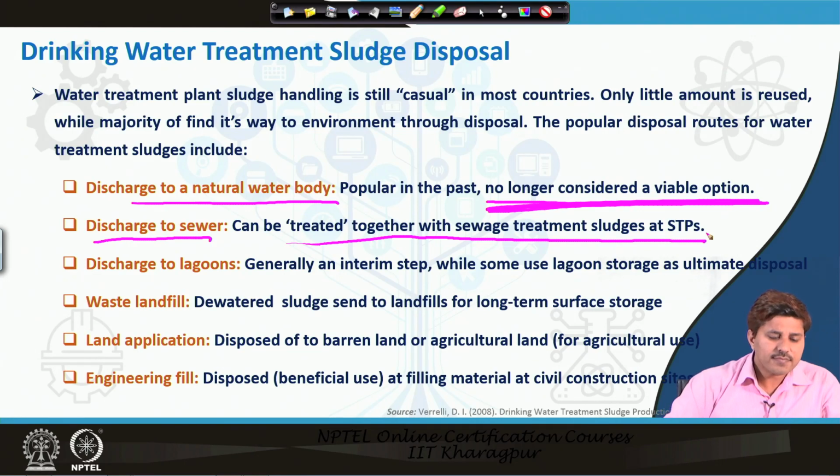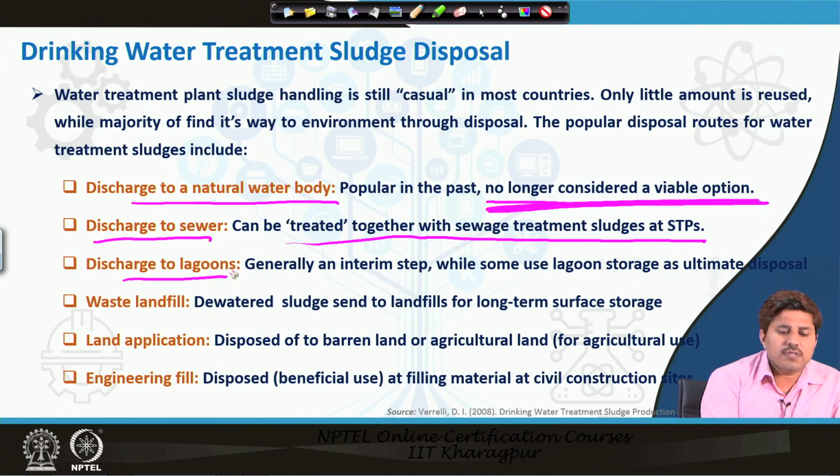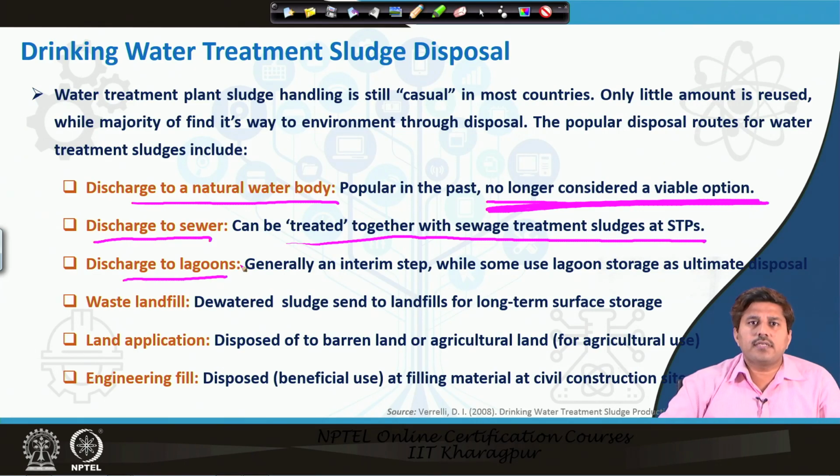sludge. It can be discharged to simple lagoons or ponds, but that is generally considered an interim step. People put it in the lagoons and then once it gets dry or the lagoons get filled up, they transport it to another site. But some facilities use lagoons as a storage system, considering them an ultimate disposal. So when there is no land crisis, they can keep on filling these lagoons.